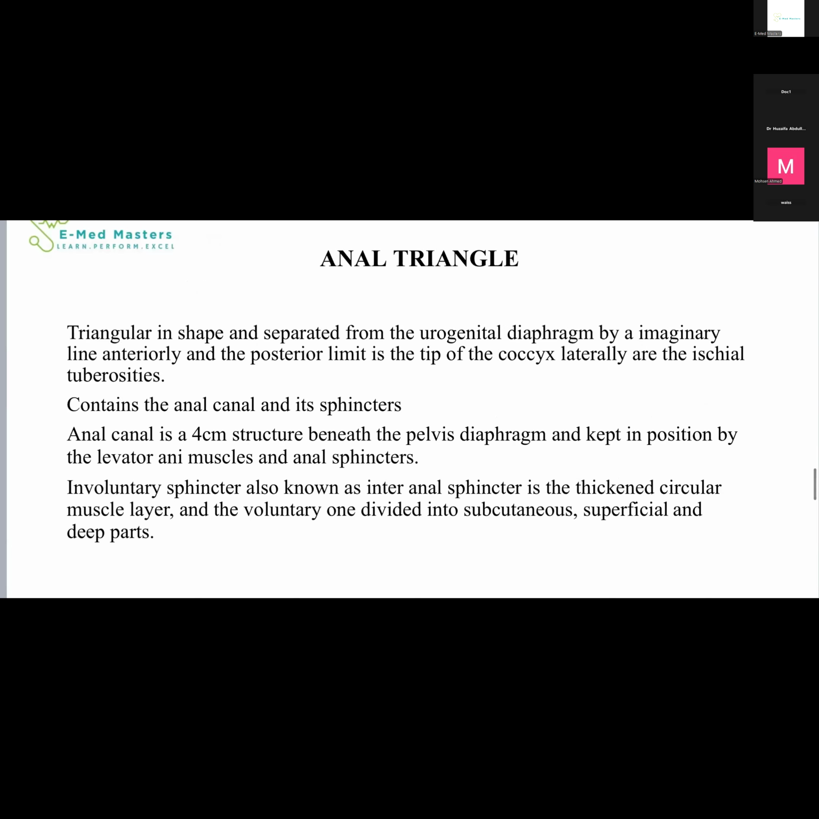What is the anal triangle? The anal triangle is triangular in shape. This is the posterior triangle, and it is separated anteriorly from the urogenital triangle by an imaginary line joining the two ischial tuberosities. Posteriorly, it is limited by the tip of the coccyx, laterally by the ischial tuberosities. It contains the anal canal, as the name shows, and its sphincters.